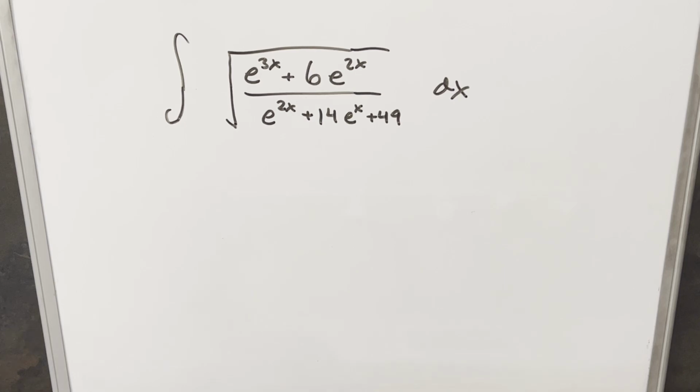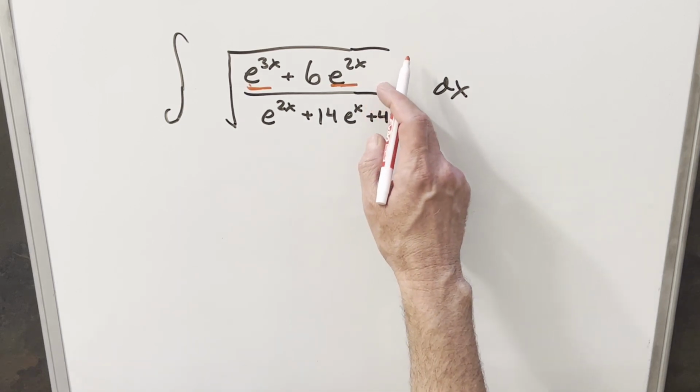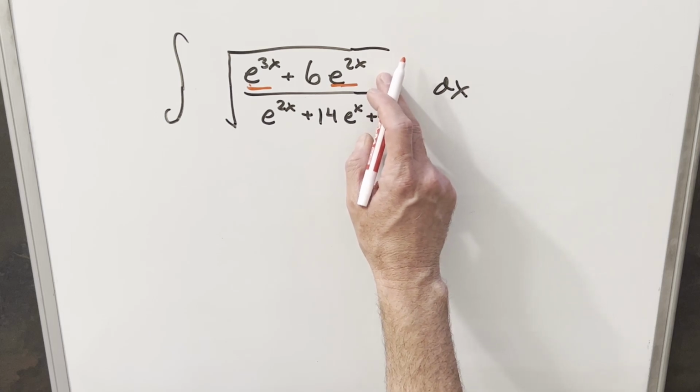We have here the integral of the square root of e to the 3x plus 6 e to the 2x all over e to the 2x plus 14 e to the x plus 49 dx. Okay, right away, there's a lot of things that are jumping out here to me. Like, first of all, in the numerator, I'm thinking we could probably factor out an e to the 2x here.